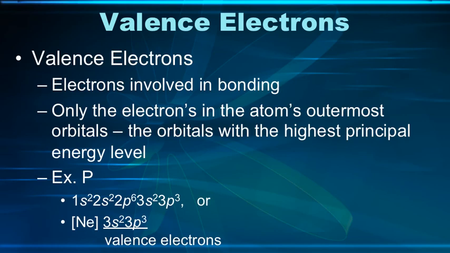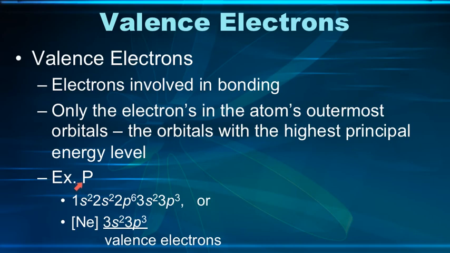Okay, so we've talked about valence electrons before. Those are the electrons that are in the outermost shell. They are the electrons involved in bonding. Only the electrons in the atom's outermost orbitals, which are the orbitals with the highest principal energy level, are going to be involved with bonding, and those will be the valence electrons.